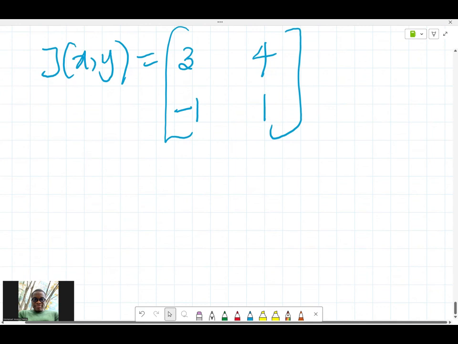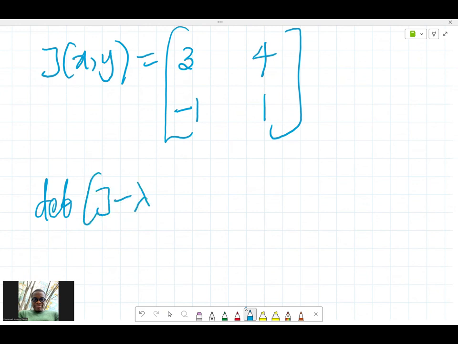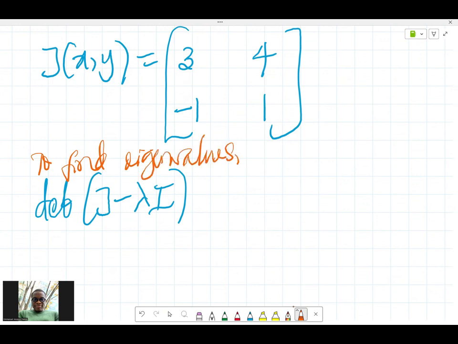So, from our knowledge of matrices, we now need the determinant of J minus lambda I, because we are looking for what we call eigenvalues. So to find eigenvalues, I did a lot of work on this under the matrices playlist, you want to check that out. The determinant of J minus lambda I is equal to 0.